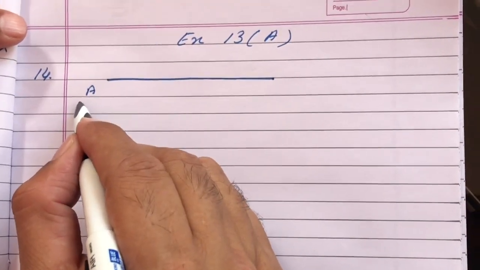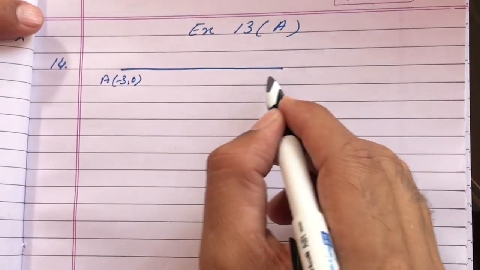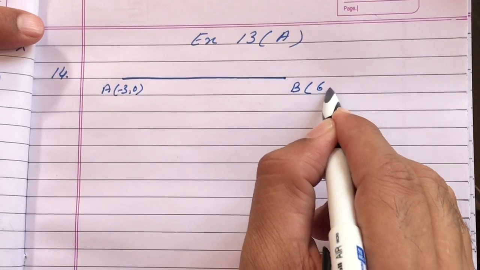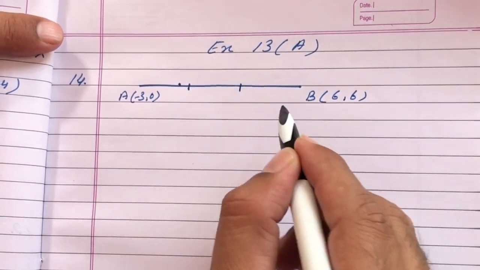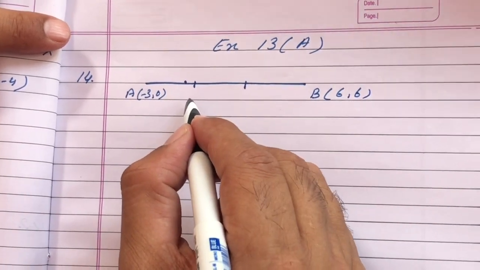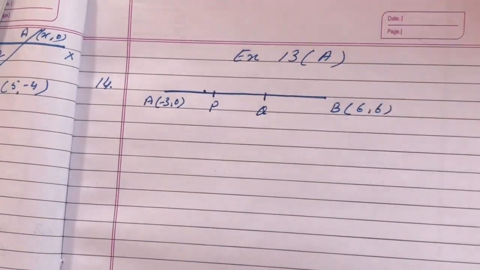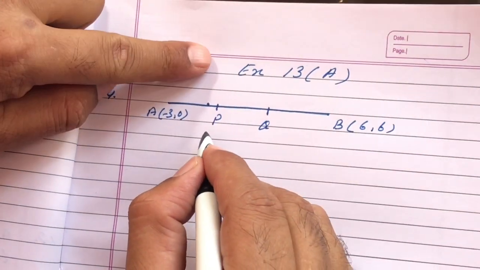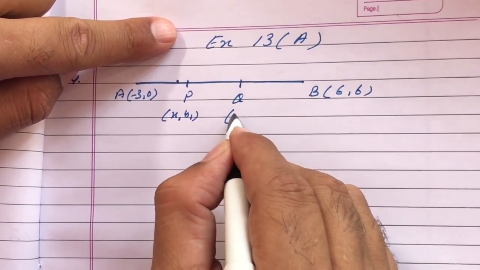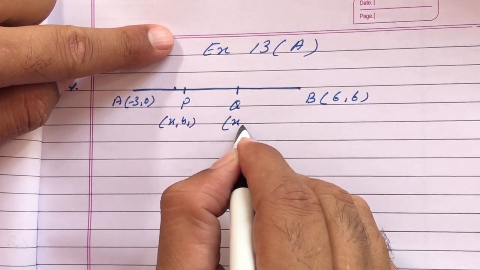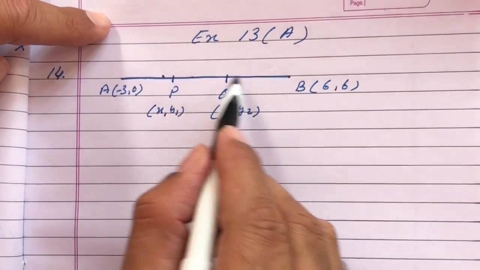This is point A, this is (-3, 0), B is (6, 6). Point of trisection means the points which divide them into 3 equal parts. Let this point be P, this be Q. Let coordinates of point P be x1 and y1. Coordinates of point Q are x2, y2. Now these are 3 equal parts.